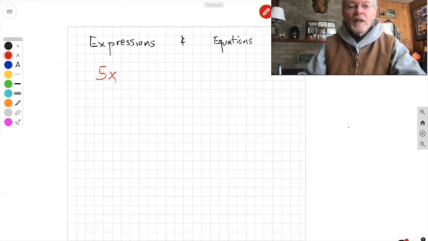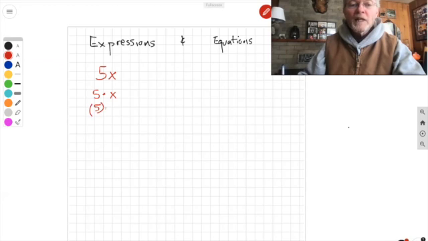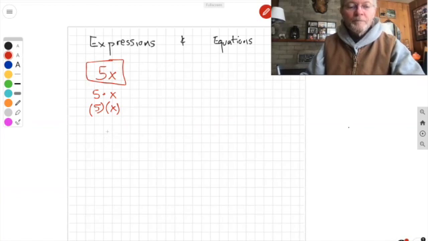Now, when you see the number 5 next to a variable like this x, it means 5 times x. So another way to write it might be 5 little dot x means 5 times x, or you might see it with parentheses, 5 times x like this. But this is the most common and simplest way to write the expression 5 times x.